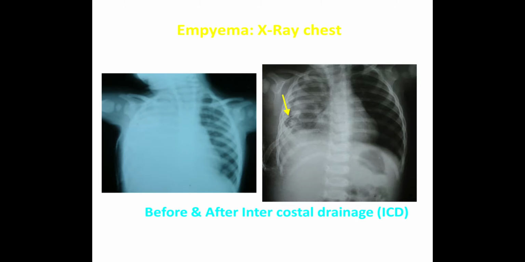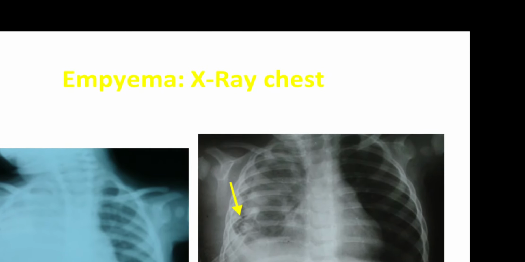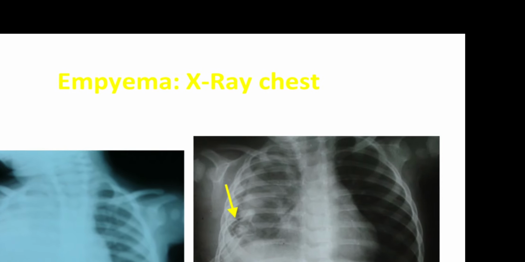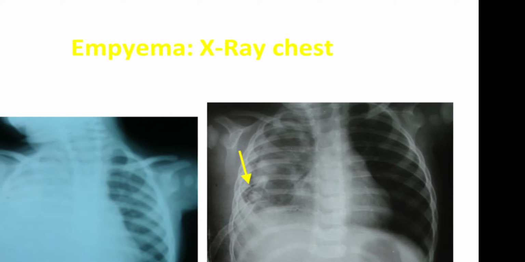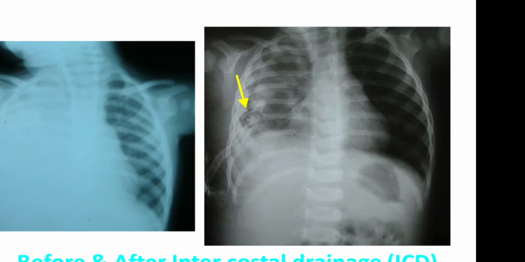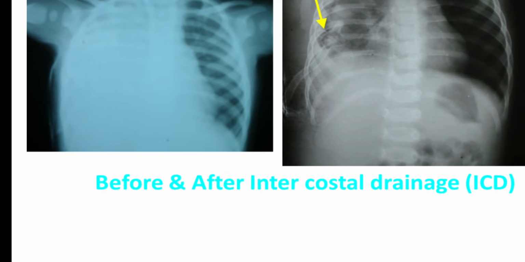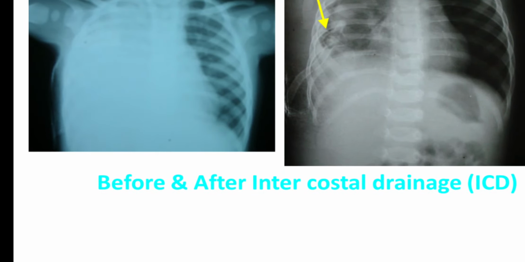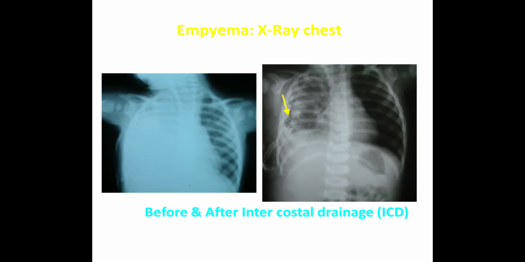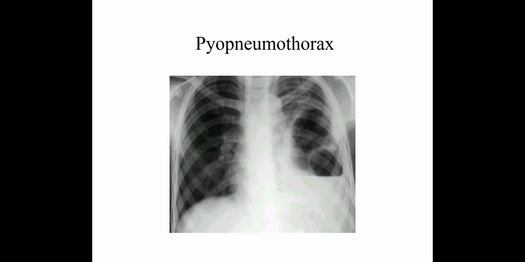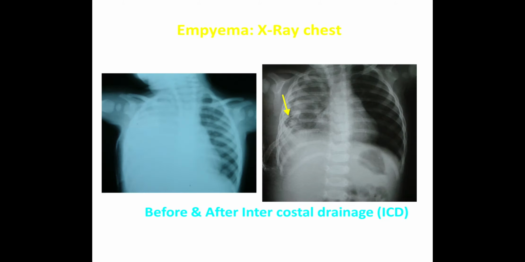Patient with an empyema. Before and after insertion of the chest tube, you see the difference. Before, there is complete opacification of the right hemithorax. After the insertion of the chest tube, there is expansion of the lung, but there remains some collection or even thickened pleura.